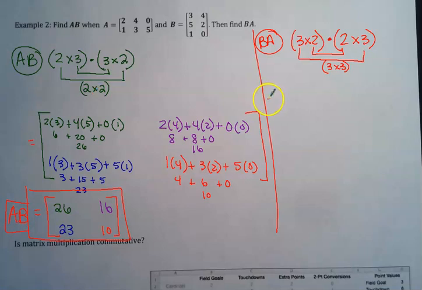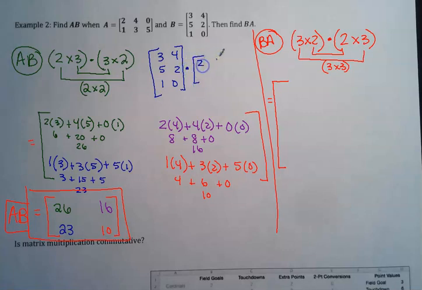Okay, so let me make my bracket here a little longer, maybe a little wider. We'll have to see how it comes out. Okay, so let's get started. This time we're doing B times A. So it might be helpful if we rewrote it. I'm just going to cram it in here. So 2, 4, 0, 3, 5.